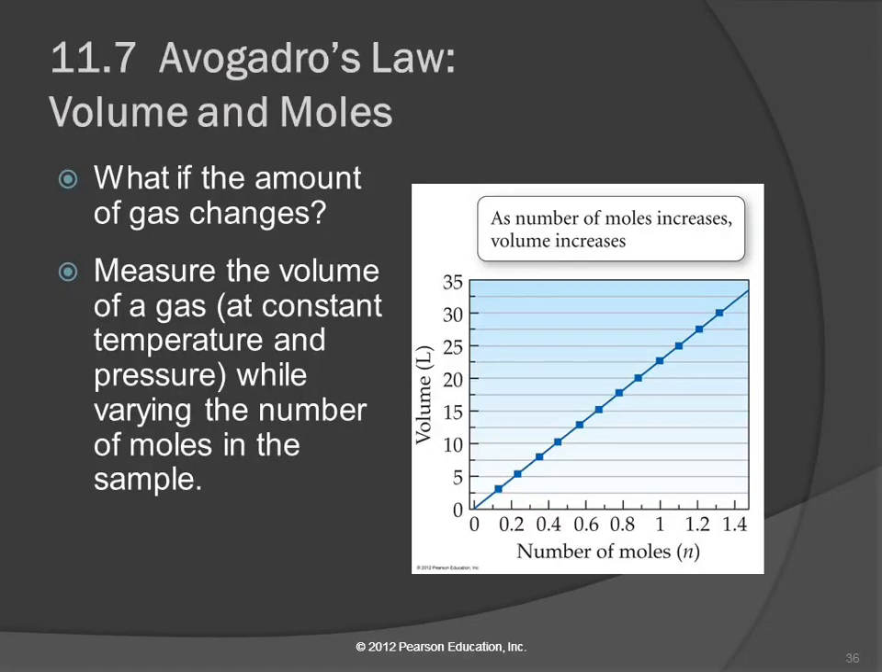Section 11.7, Avogadro's law. We've looked at the relationship between volume and pressure and volume and temperature, and now we're going to look at the relationship between volume and number of moles. In all of our previous examples, the amount of gas has stayed the same, but what if that changes? So an experiment can be done like this, where you're changing the number of moles of gas. As that increases, we measure the volume and we find that the volume also increases. And this makes sense. If you put more stuff in, it should take up more space, right?